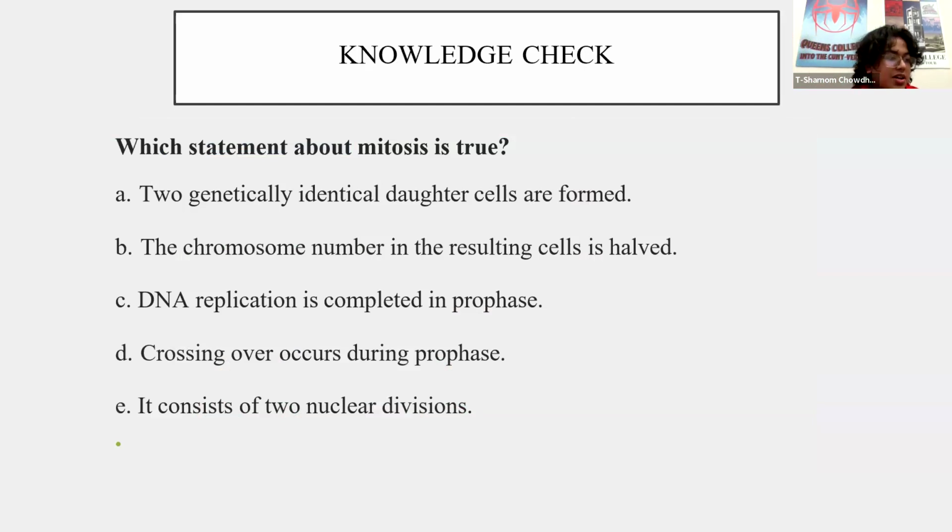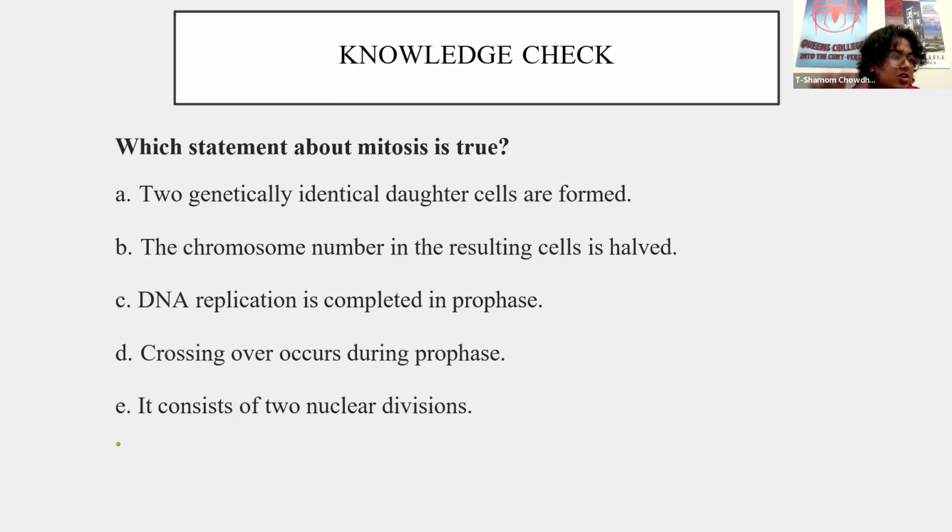So which statement about mitosis is true? A. Yep. So I'm sure you guys have heard of 2N and N. So in mitosis, you have 2N cells, and those 2N cells produce daughter cells that are also 2N. In meiosis, you have 2N or diploid cells, and that produces haploid or N daughter cells. So that's one of the main differences between mitosis and meiosis. So yes, the correct answer is A.